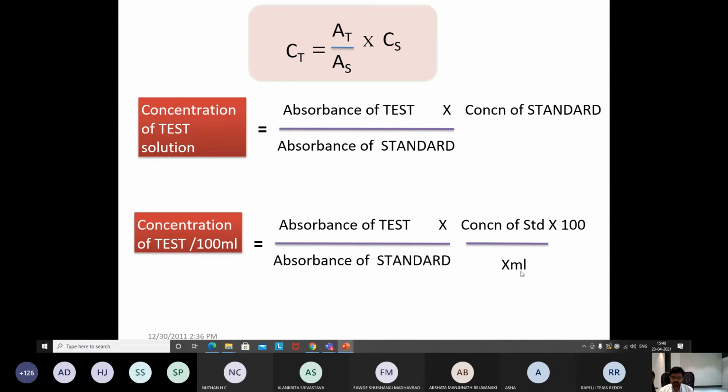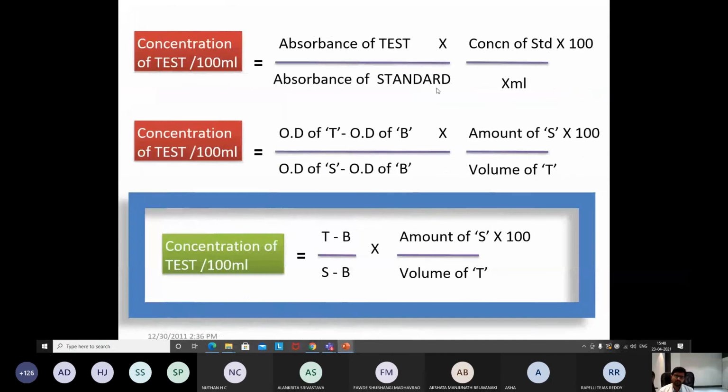X ml means how much amount of sample you are taking to do that particular reaction. Usually if you see any of the reports, glucose values will be mentioned most of the time per dl. Per dl, deciliter, means 100 ml.